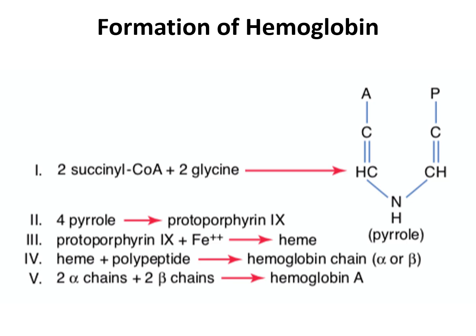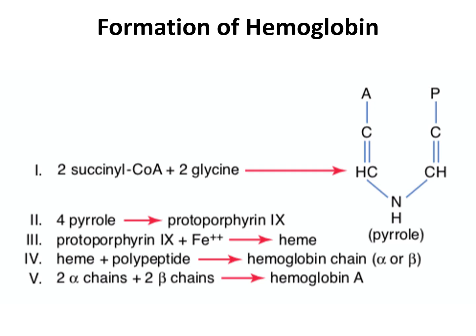So how is hemoglobin synthesized? The first step is the synthesis of a pyrrole ring or pyrrole molecule by the combination of 2 succinyl-CoA plus 2 glycine molecules, succinyl-CoA coming from the Krebs cycle. Four pyrroles thus formed will bind together to form a protoporphyrin molecule, protoporphyrin 9, which then binds the iron to form heme. We'll talk in more detail about this process.